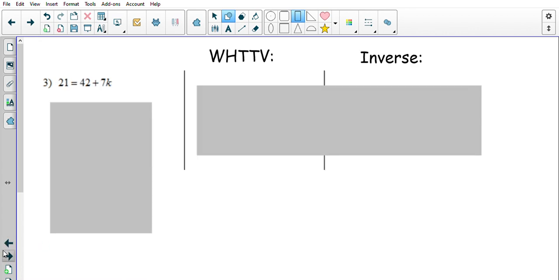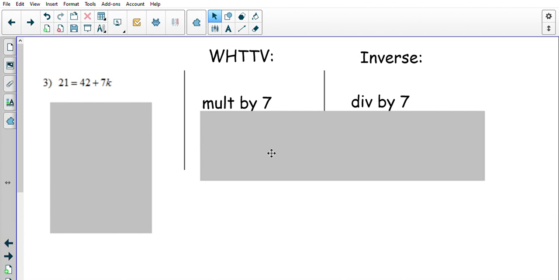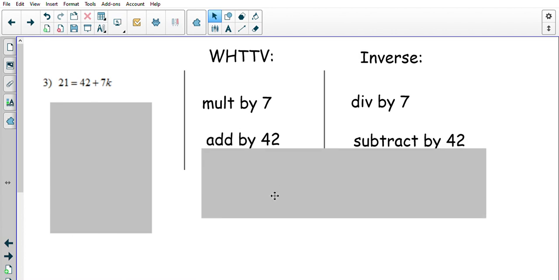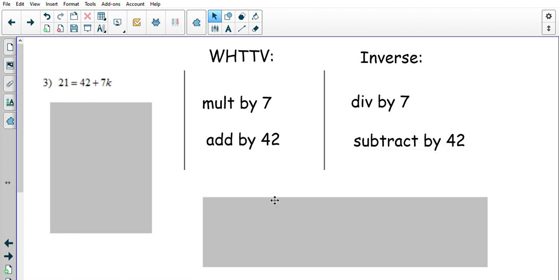All right, let's try more, because with this solving equation stuff, practice is so important. So in number 3, we've got 21 equals 42 plus 7k. The first thing that's happening to the variable, since the variable is right here, is we're multiplying it by 7. Now I know the 42 comes first, but you are multiplying by 7 as your first step. And the inverse of that is to divide by 7. Then you're adding 42, and the inverse is to subtract by 42.